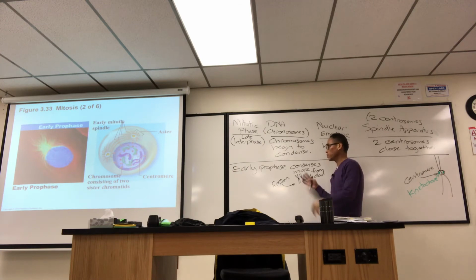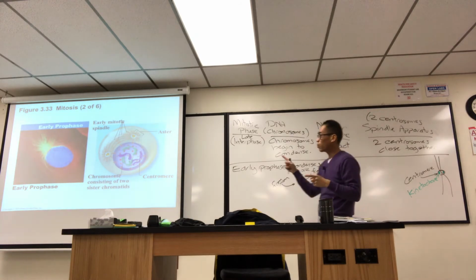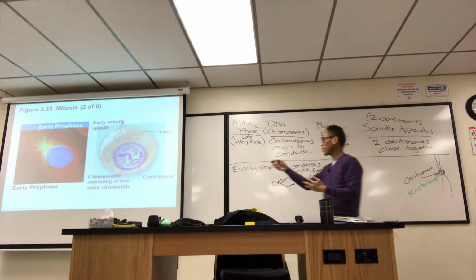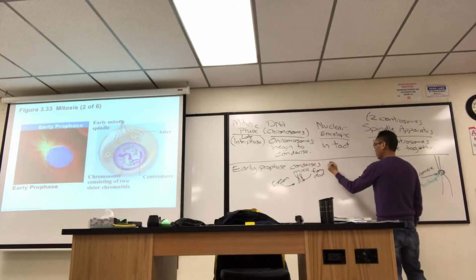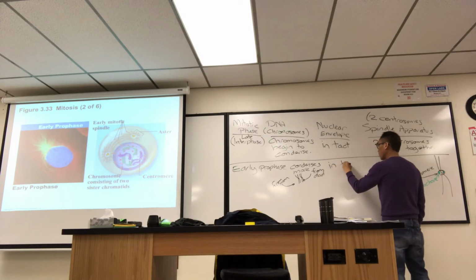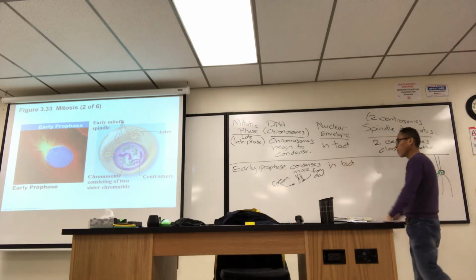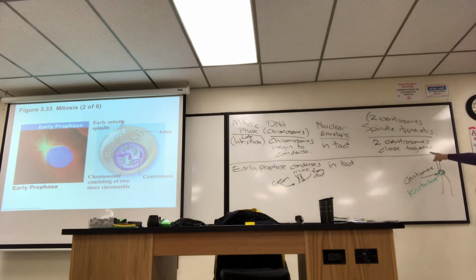Okay, replicated chromosomes, they're condensing. And also look at the nuclear envelope. Still there. It's going to break apart, but it's pretty much still there. I mean, that's how they illustrate it anyway, so I'll go along with that. And also, the two centromeres are not close together. They're separating. Okay, so I'll just put separating.